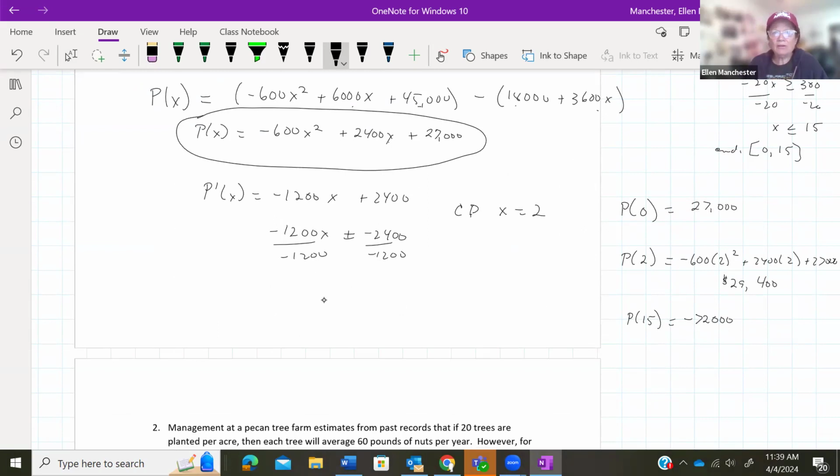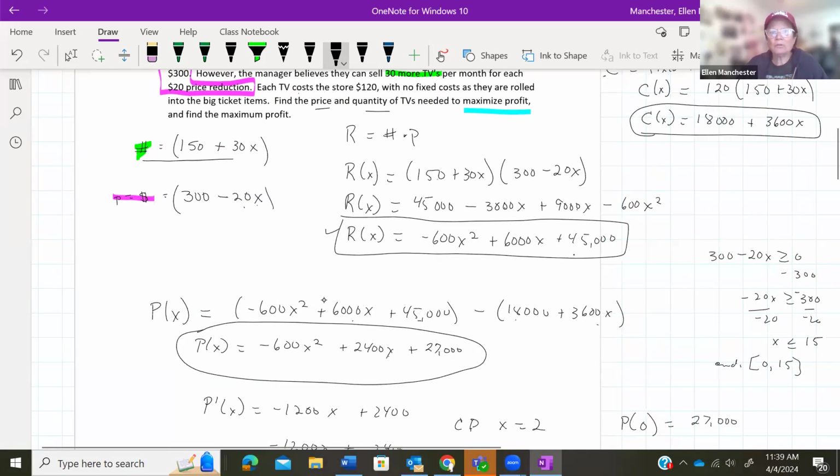Now I have to find out, because remember the question, find the price and the quantity. So I'm going to come back up to here, and plug in 2. I need more room. So my number is going to be 150 plus 30 times 2. So 150 plus 60 is 210. And my price is going to be 300 minus 20 times 2. So 300 minus 40 is $260.